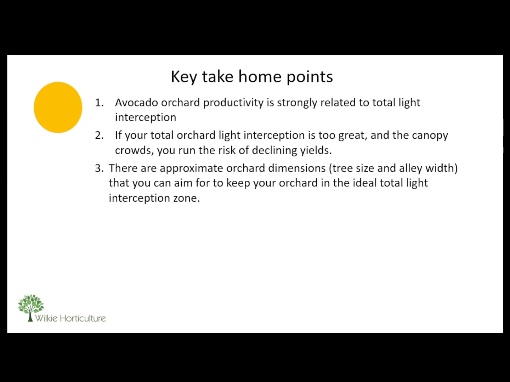Our key take-home points to start with. Avocado orchard productivity is strongly related to total light interception. If your total orchard light interception is too great and the canopy is crowding, you run the risk of declining yields. But there are approximate orchard dimensions in terms of tree height and alley width that can be used as ballpark figures to know whether you're in the correct zone or approaching the danger zone.